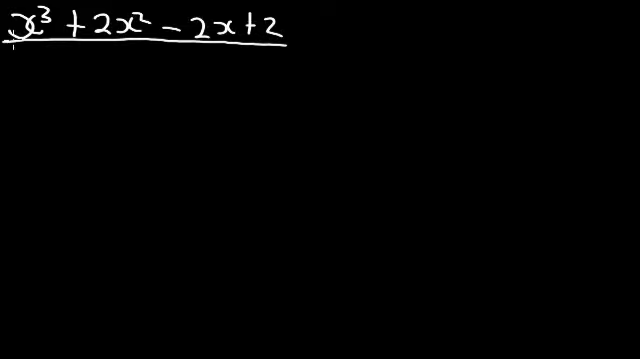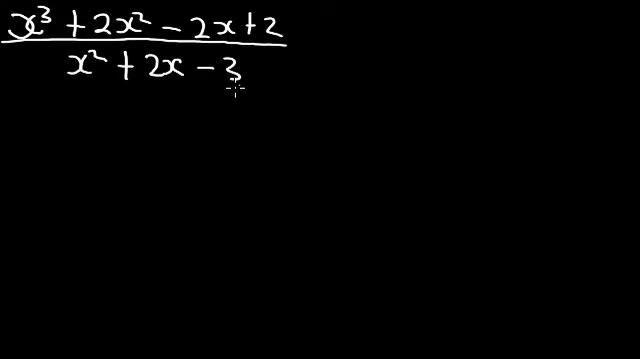Example 1. Consider x to the power of 3 plus 2x squared minus 2x plus 2 to be divided by x squared plus 2x minus 3. Why is this an improper fraction? And what are we expected to do?